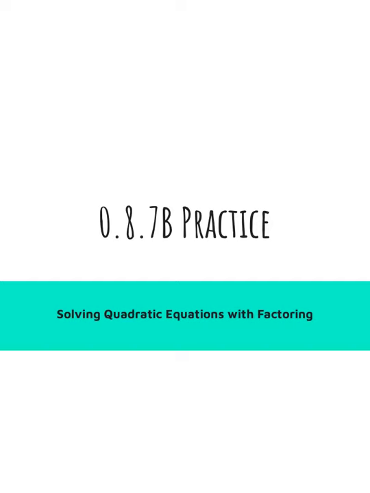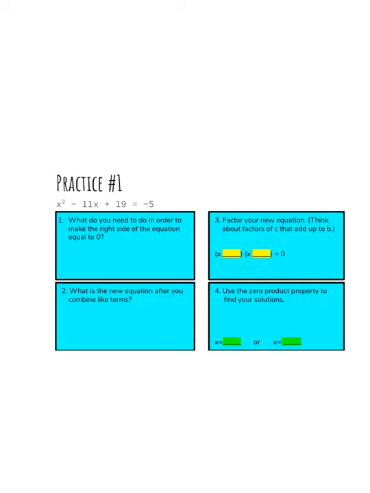Bye. Okay, so let's go over the homework here, or the classwork. So let's look at practice number 1. So the equation is x squared minus 11x plus 19 equals -5. What do you need to do to make the right side of the equation equal to 0?